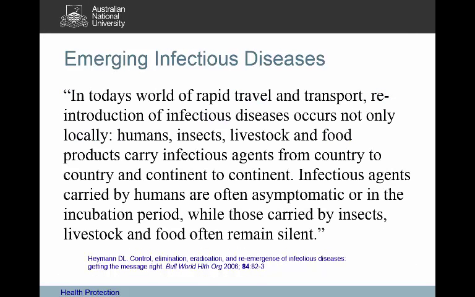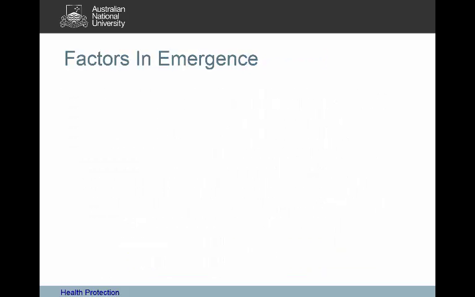But in today's world of rapid travel and transport, reintroduction of infectious disease occurs not only locally. Humans, insects, livestock and food products carry these agents from country to country and continent to continent. Infectious agents carried by humans are often asymptomatic or in the incubation period, while those carried by insects, livestock and food often remain silent, which is why they're so challenging and potentially dangerous, which is why the world became so worried about Ebola in 2014.